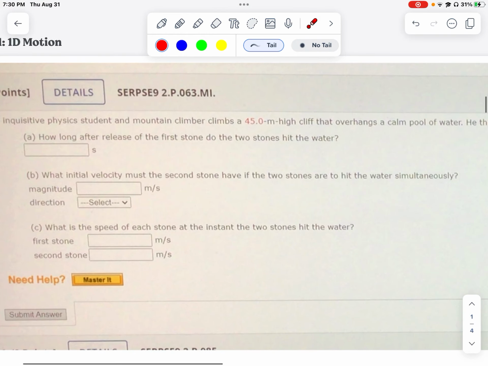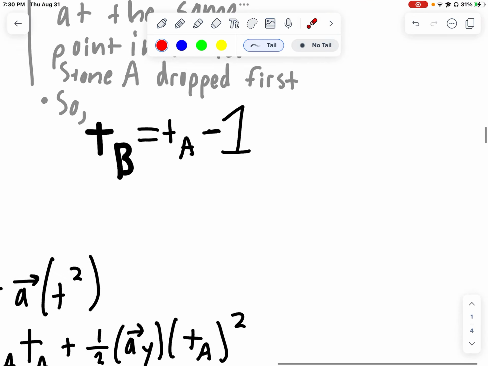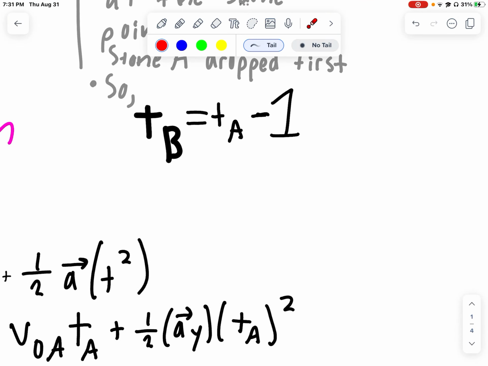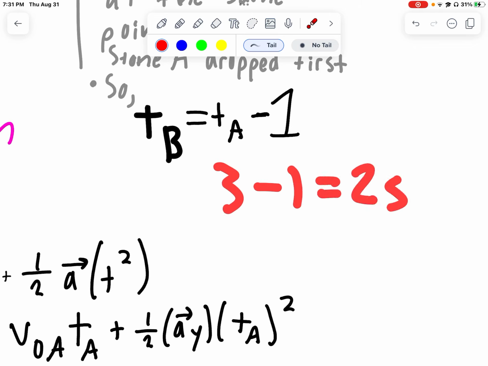So part A. How long after release of the first stone do the two stones hit the water? We know the stones hit the water at the same point in time, so if we find the time for just one stone, we can find the time for the other stone. For example, let's say time A equaled 3. 3 minus 1 equals 2 seconds for B.